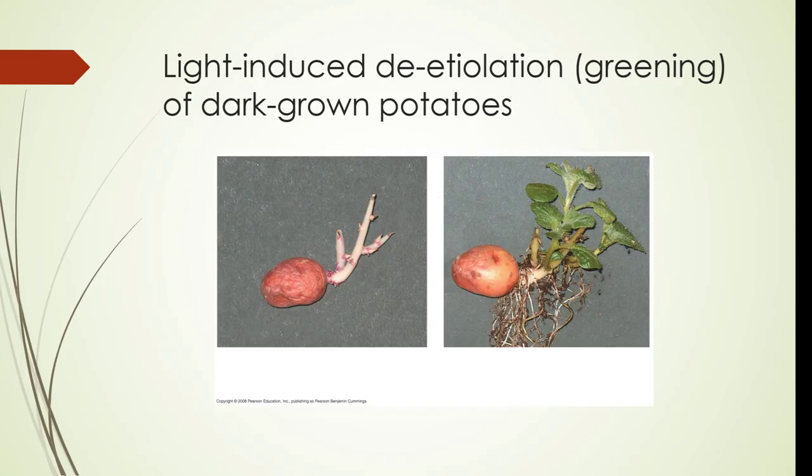So on the left here, you've got etiolation of a potato. It looks pretty unhealthy. And then once you expose it to light, you can see the roots and the shoots are growing very nicely, and that's de-etiolation.